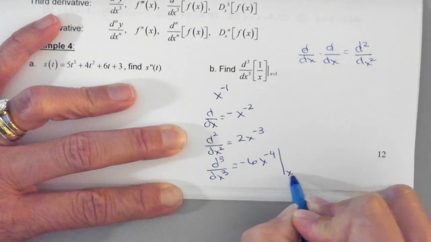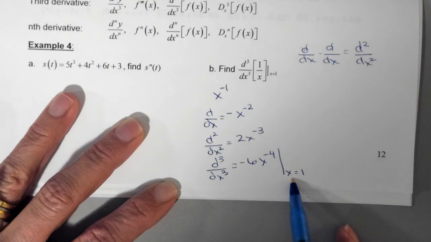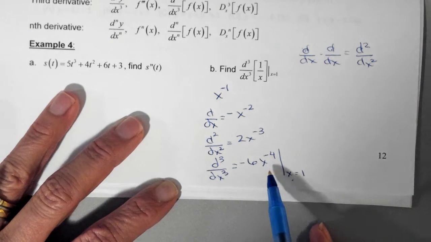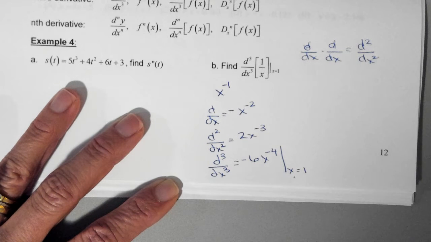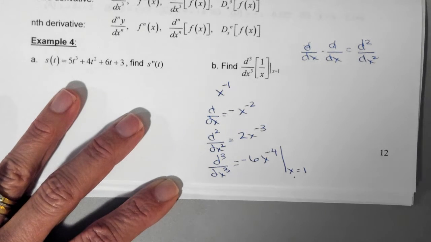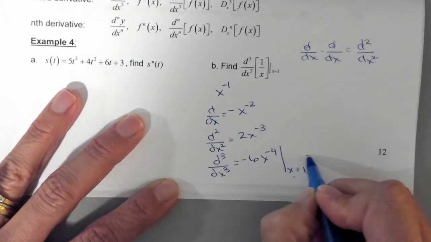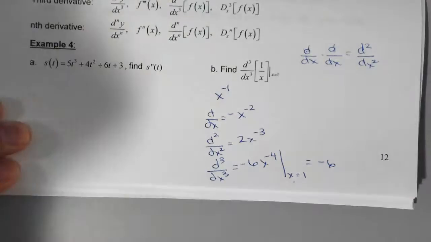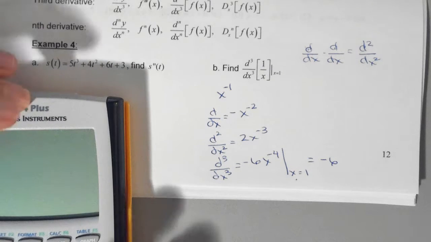And we want to evaluate when x is 1. See what I said? They like to ask 1 a lot because it's easy. Because I'm evaluating at 1, do I need to rewrite this as negative 6 over x to the 4th power? All right, what's 1 to the 4th power or 1 to the negative 4th power? Either way, it's still going to be 1. So my answer is negative 6. Does anyone have any questions on higher derivatives before we go to the last page?